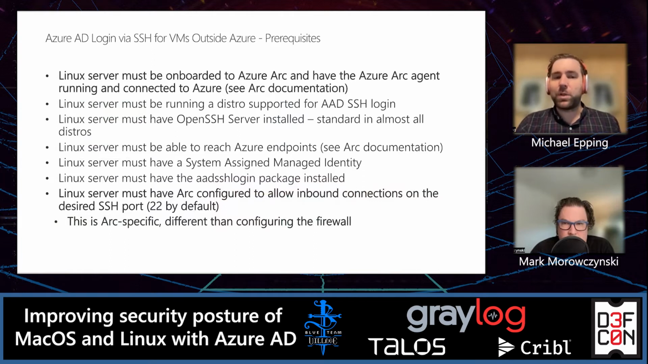And then from a networking perspective, there's a slight difference. We have to configure the Linux server to allow inbound connections on the SSH port in the Arc configuration. This is an Arc specific config. So in the Arc config, you say, here are the ports that I want to publish through Arc. And then this is different than your firewall configuration on the device. And I will show you what this means in a second visually.